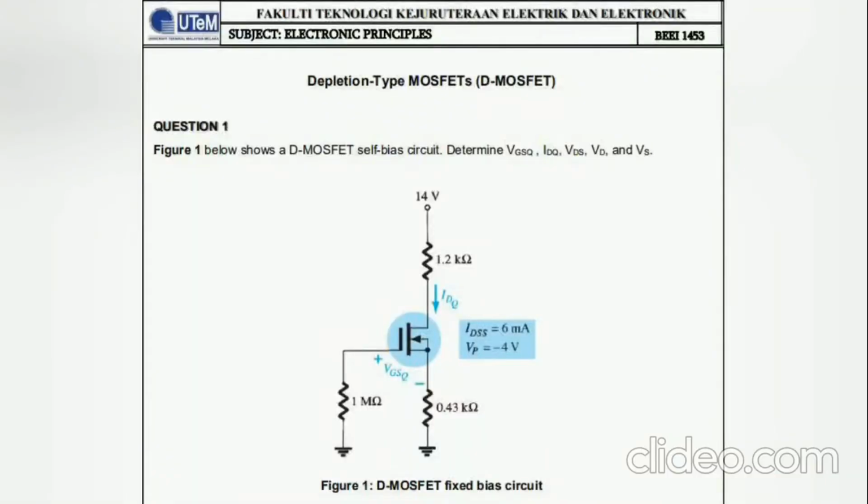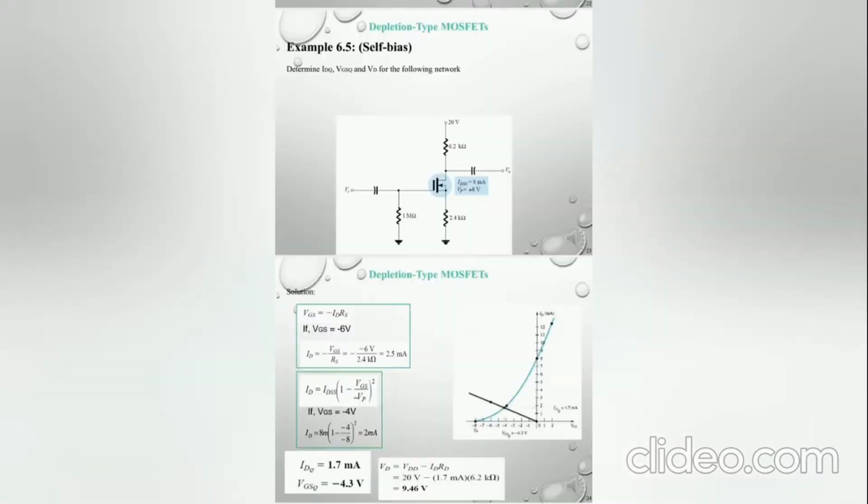This is assignment question number 5, depletion type MOSFETs or D-MOSFET. Question 1. Figure 1 shows a D-MOSFET self-bias circuit. We are required to determine VGSQ, IDQ, VDS, VD and VS in this circuit. The values of IDSS and VP are given. This is the slide referred to solve the problem in this question.